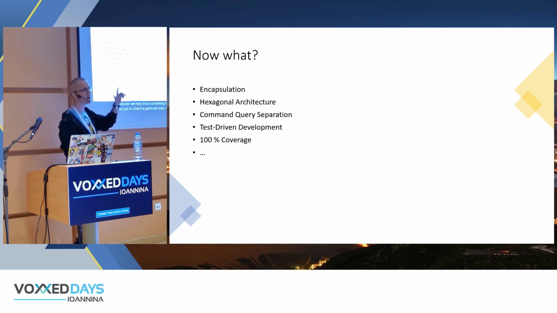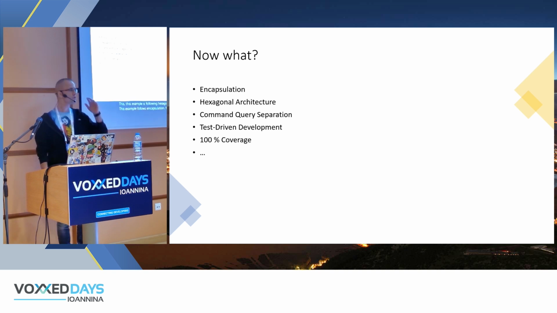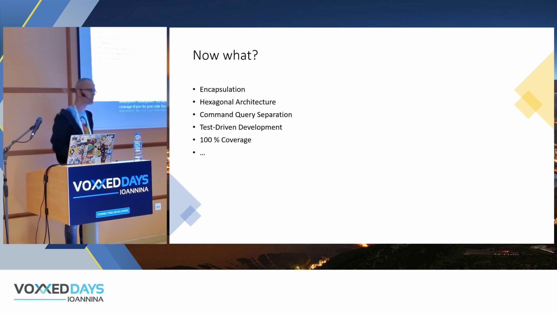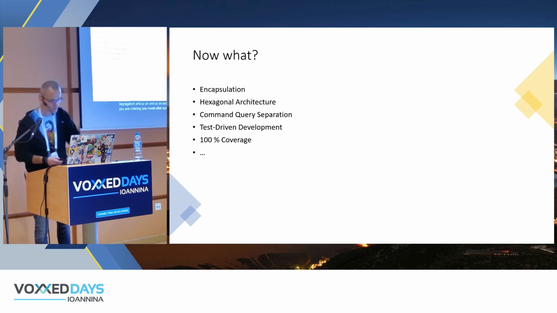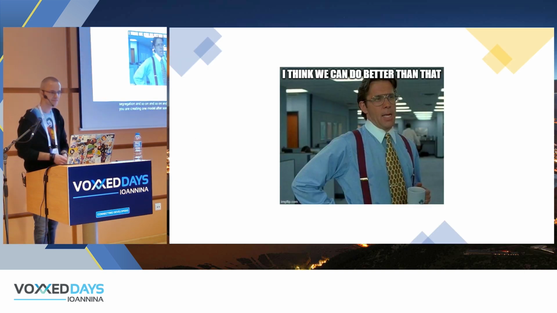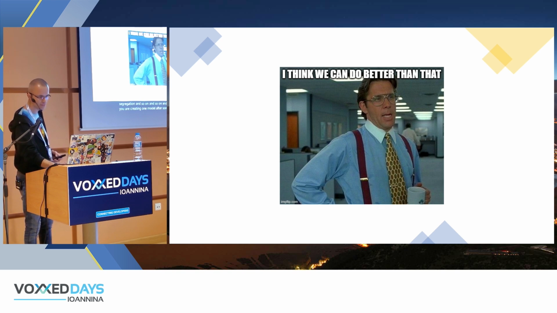You can have 100% coverage of your code. You can use mutation testing. You can use command query responsibility segregation, and so on, and so on, and so on. And until you are creating one model, after some time, okay, maybe you are not doomed, but it will take more and more time to develop anything new. So, I think we can do better than that.